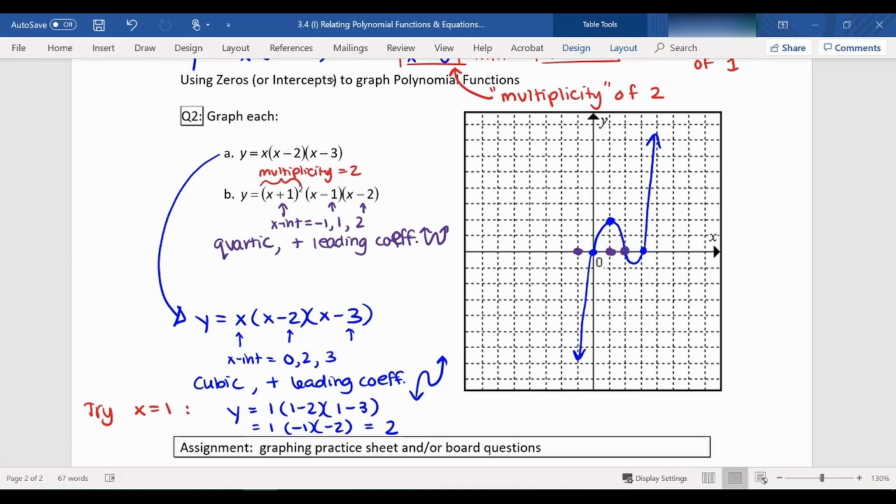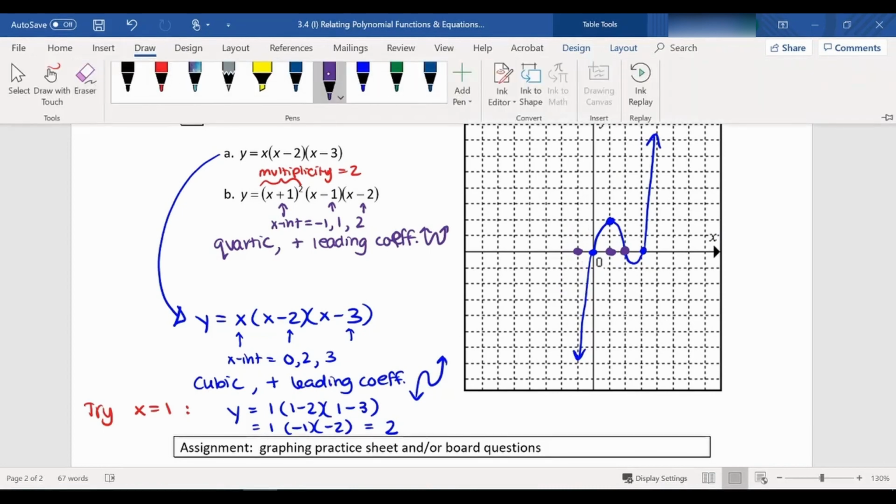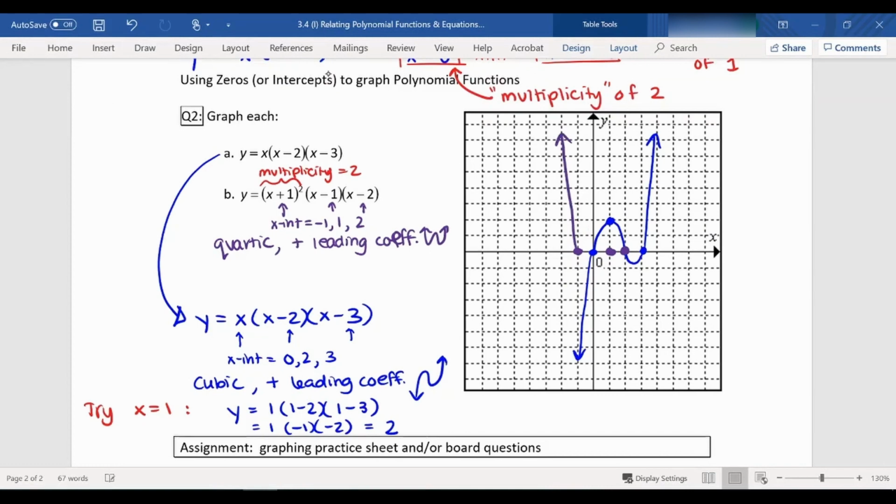Okay. I know that I need to touch and turn around for the first one. So again, I'm either touching and turning around from here, or I'm touching and turning around from here. Since this is a positive leading coefficient, it should look like a W, which means when I leave the leftmost x-intercept, I should be going up. And when I leave the rightmost x-intercept, I should be going up. I know that I need to touch and turn around for this one, and I know that I'm going to go through the other two.